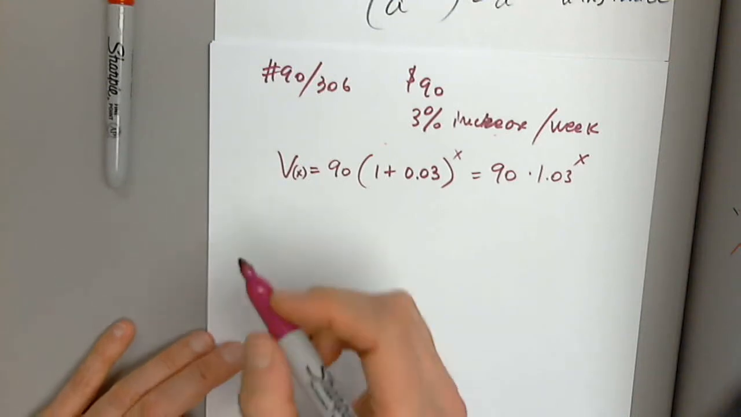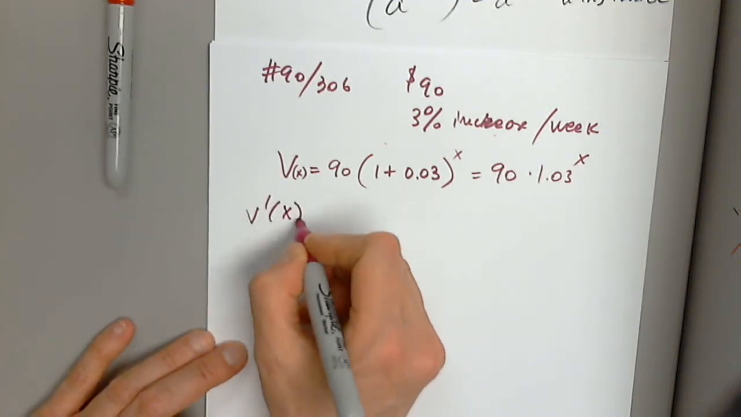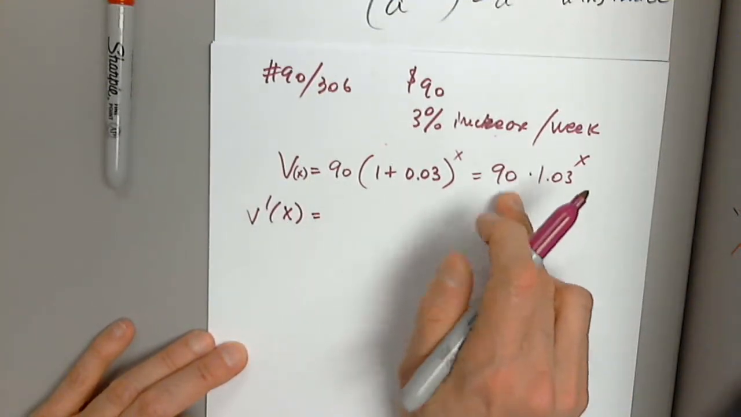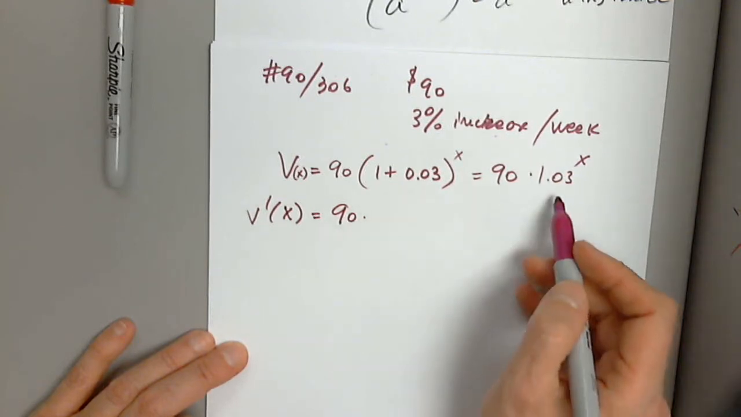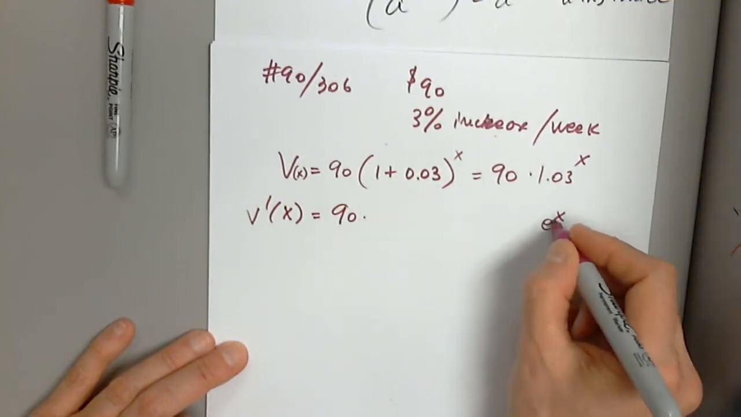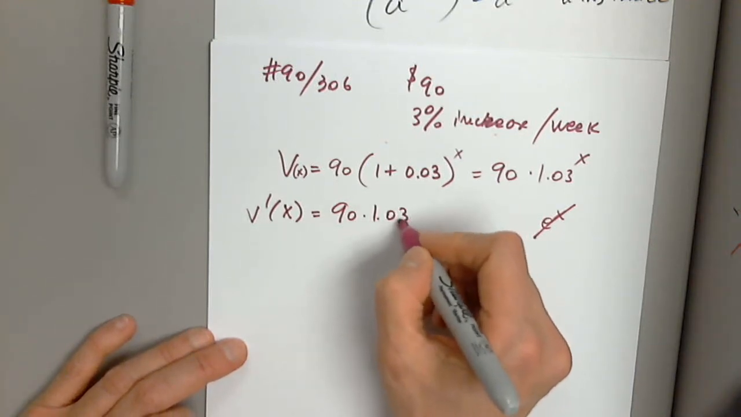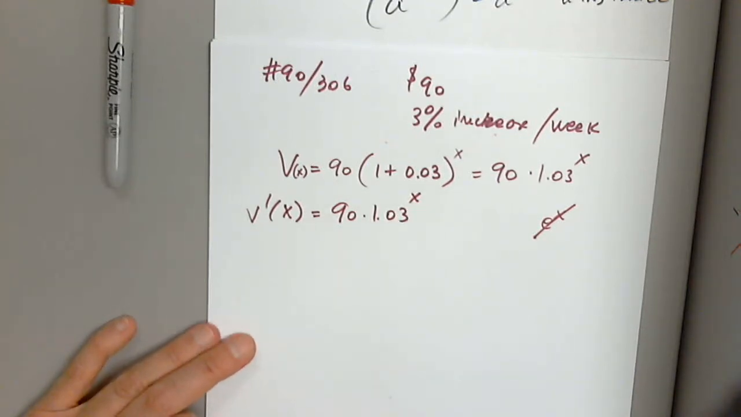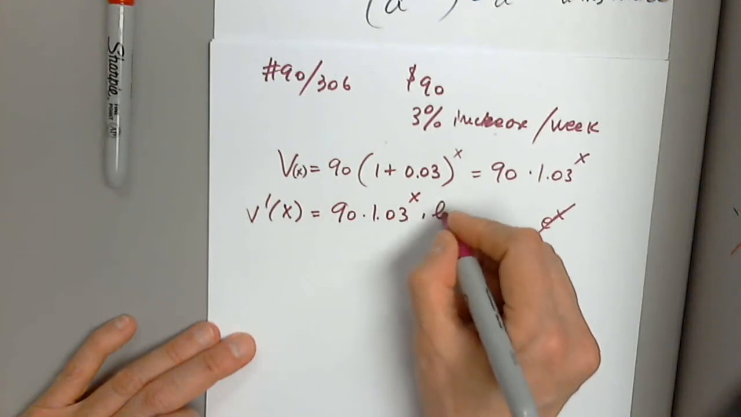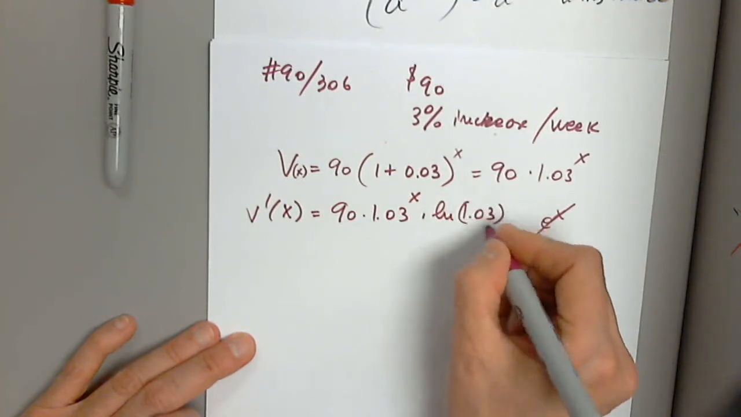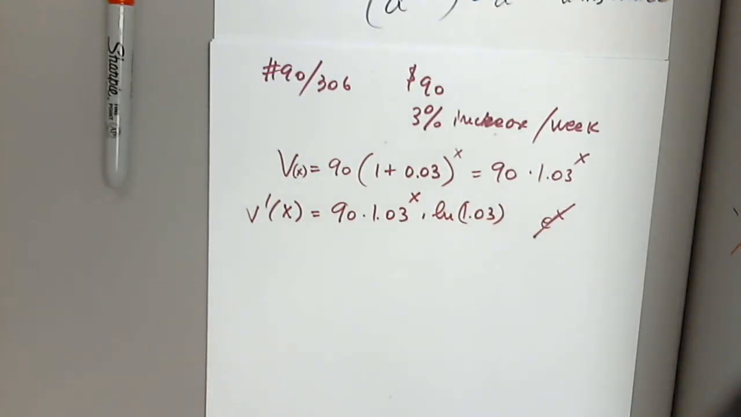Okay, so when we differentiate this function, the constant stays outside, 90, times, remember this is not e to the x, this is a to the x. So 1.03 raised to x times the natural log of 1.03. I don't think they should have put this problem in here. They should have waited till after section 3.2.